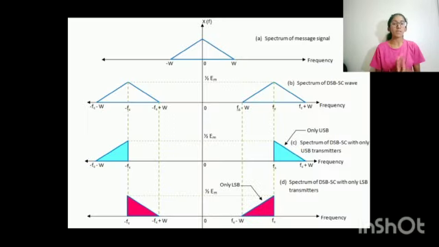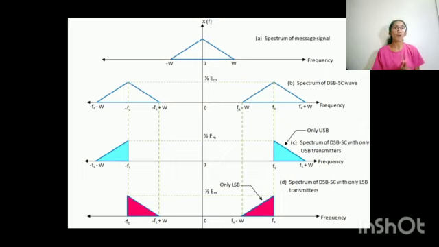Now, let me explain the waveforms of an SSB. The frequency domain description of an SSB modulated wave depends on which sideband is transmitted. For a modulating signal M(f), the spectrum is limited to the bandwidth −W ≤ f ≤ W. The DSB-SC wave can be obtained by multiplying m(t) by a carrier wave Ac cos 2π fc t, as shown in the figure.